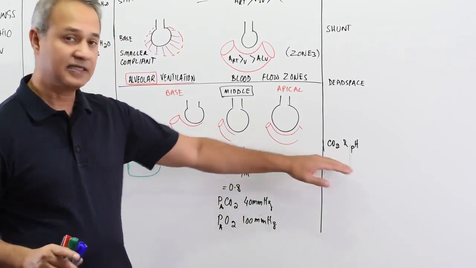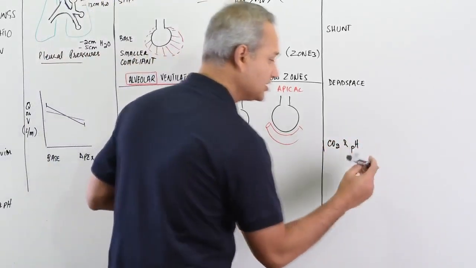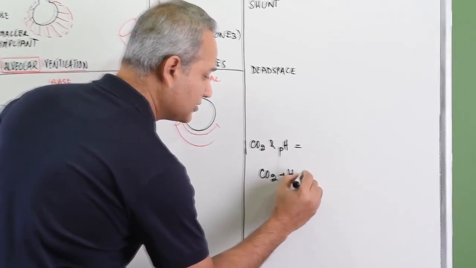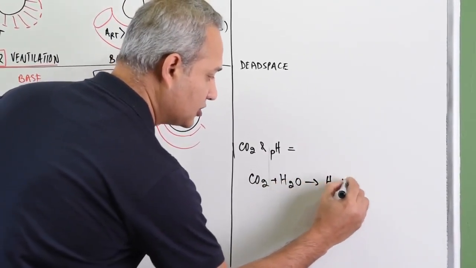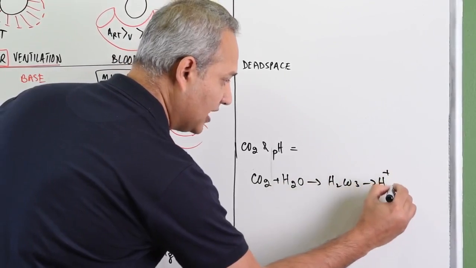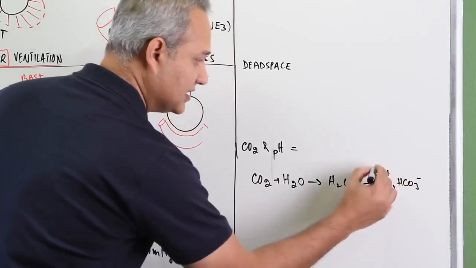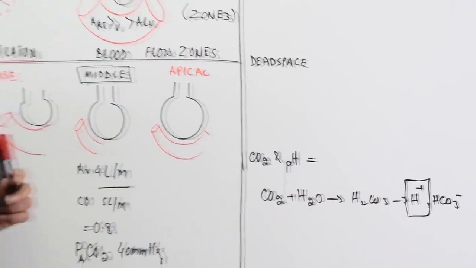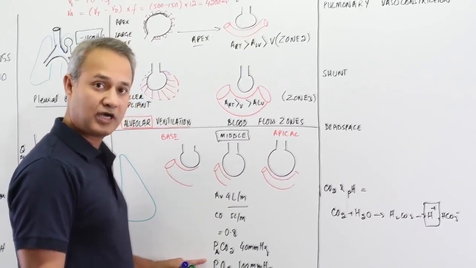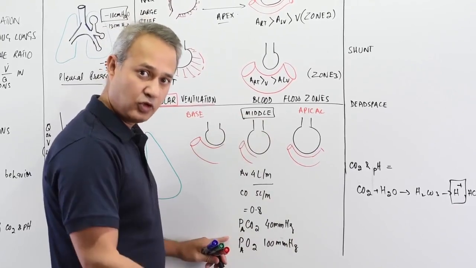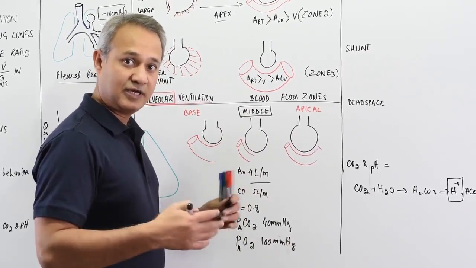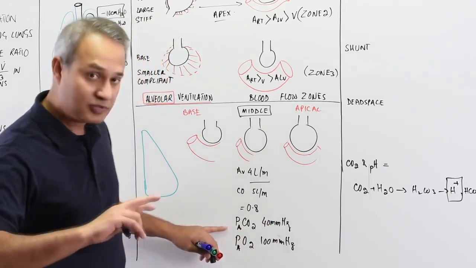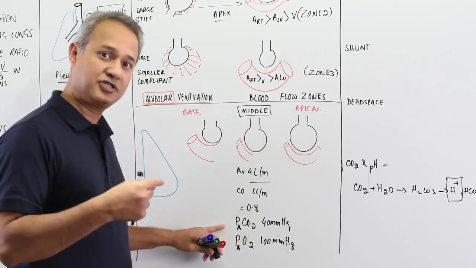Carbon dioxide has a relationship with the pH, and what is that relationship? Carbon dioxide plus water makes H2CO3, which makes hydrogen ion and bicarb. This hydrogen ion participates in creating pH, or acidity. So if you have more carbon dioxide, then the pH will become lower, or the body is becoming acidic, and the other way around. So when this becomes abnormal, we have an interest in it.